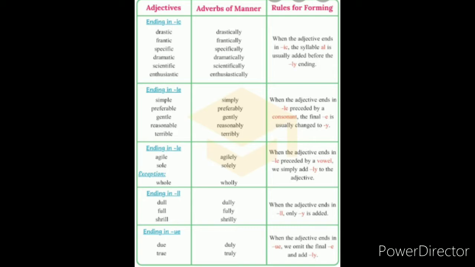Next, some adjectives ending in LE are different. Eagle, eagerly. When the adjective ends in LE preceded by a vowel, we simply add LY to the adjective. And whole is an exception. Wholly, ending in double L. Dull, dully, full, fully, shrill, shrilly. When the adjective ends in double L, only Y is added to that.